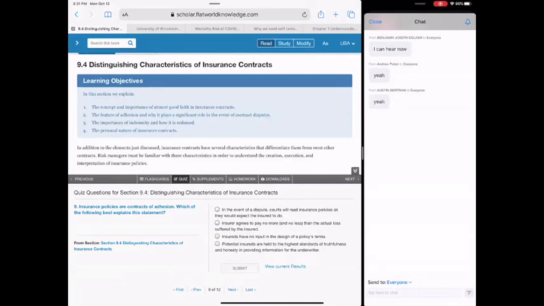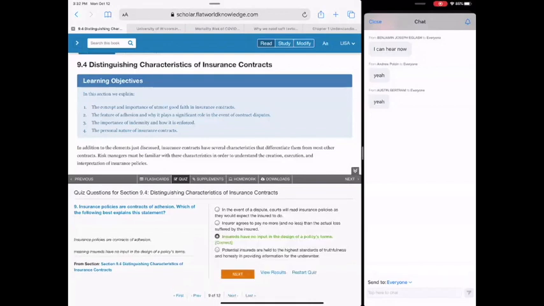Insureds have no input in the design of a policy's terms. Well, that sounds more like it. Let's read the last one. Potential insureds are held to the highest standards of truthfulness and honesty. That's the doctrine of utmost good faith. So contracts of adhesion happen when you have no input in the design of it.